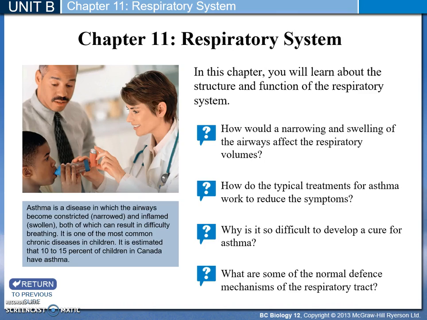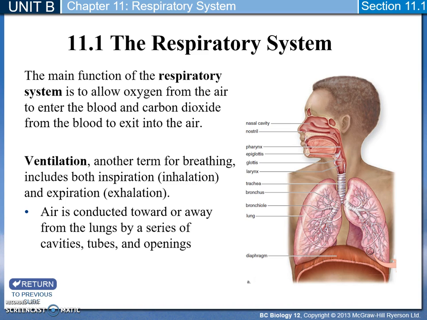This video is going to cover section 11.1, which is the beginning of the respiratory system. So the main function of the respiratory system is to allow oxygen from the air to enter the blood and carbon dioxide from the blood to exit into the air. Ventilation is another term for breathing and includes both inspiration and expiration.